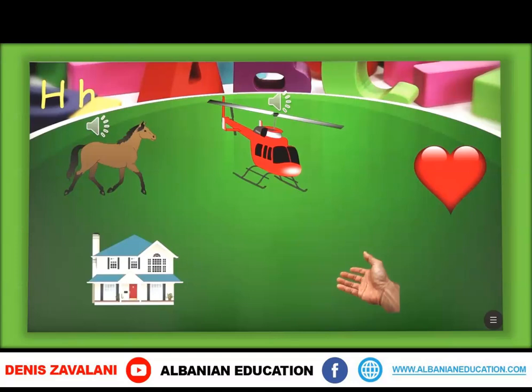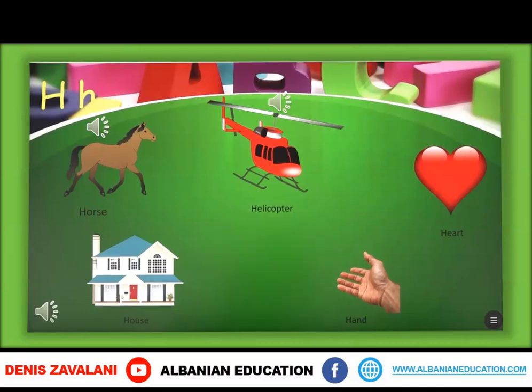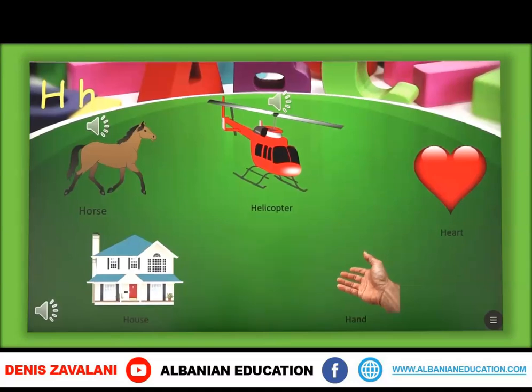As you may have noticed, all these things are with letter H. So H is for horse, helicopter, heart, hand, and house. Now let's listen again, which is the letter that you have to circle on exercise 1. H. H. Horse. Now, which is the letter that you have to circle? It's the letter H. Great.